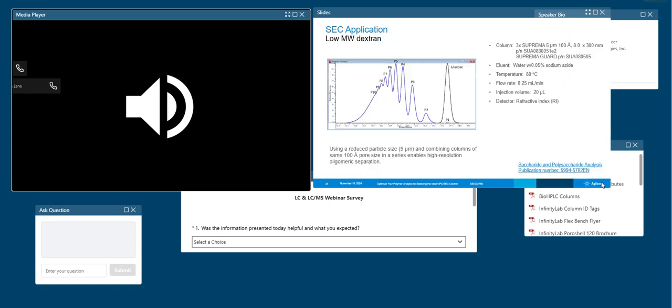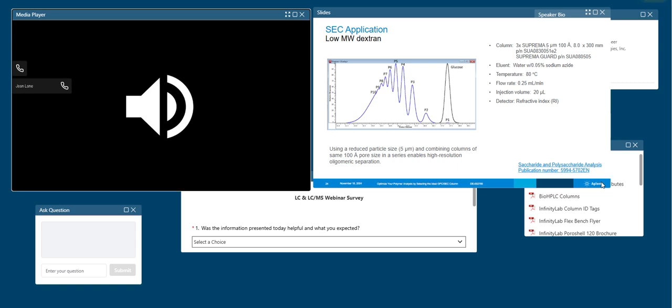Here we show an example showing the use of some Suprema SEC columns. This analysis is of a dextran sample, molecular weight 1260 Daltons, on a Suprema low molecular weight combination of 3 Suprema 5 micron 100 angstrom columns. The separation shows the increase in resolution seen when using the high efficiency 5 micron particle and when combining columns of the same type together in series to increase the pore volume. The oligomers in the low molecular weight region are well resolved up to oligomer P10. The chromatogram of glucose is overlaid as a reference.